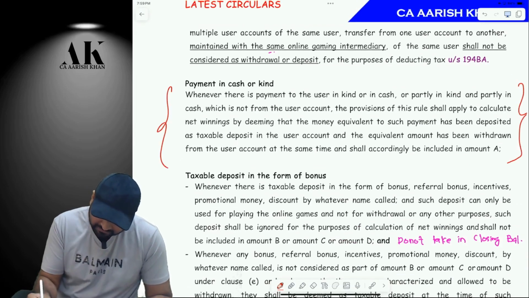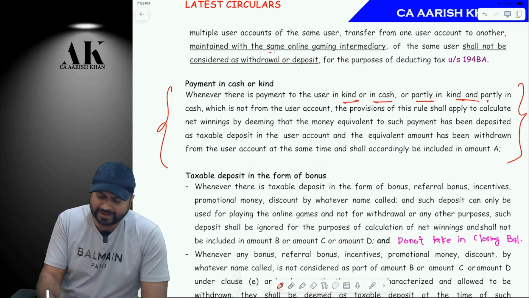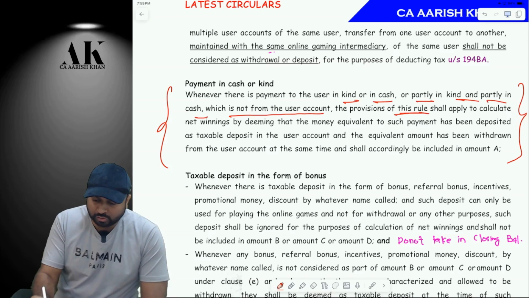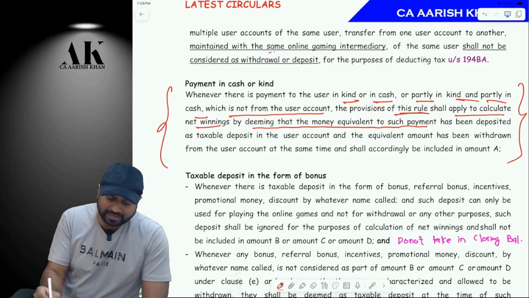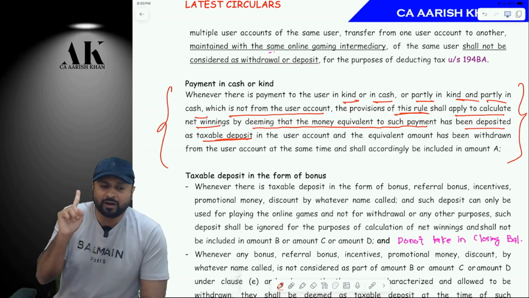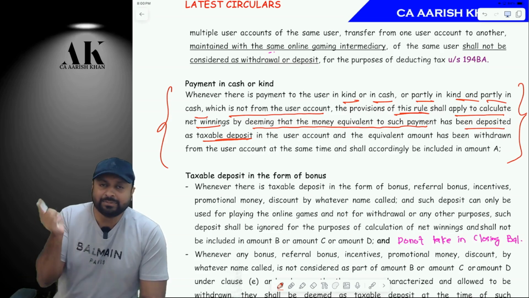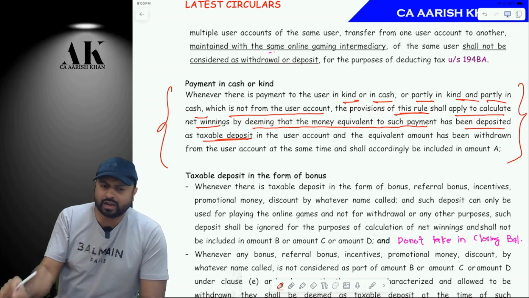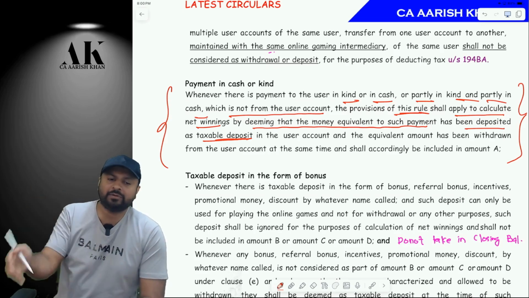See, this one. Whenever there is a payment to the user in kind or in cash or partly in kind, partly in cash, which is not in the form of the user account, the provision of this rule shall apply to calculate the net winnings by deeming that the money equivalent to such payment has been deposited as taxable deposit. How much money he has won? 1.5 crore. That is deemed to be taxable. If it is a taxable deposit, am I allowed to reduce from my withdrawals? Because from withdrawal only non-taxable deposits are allowed to be withdrawn.